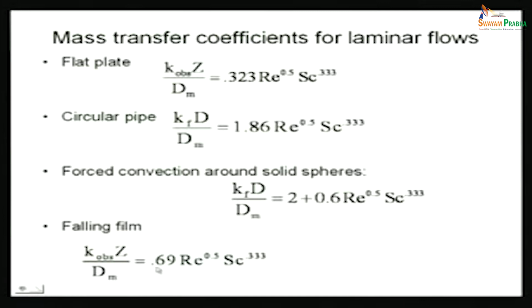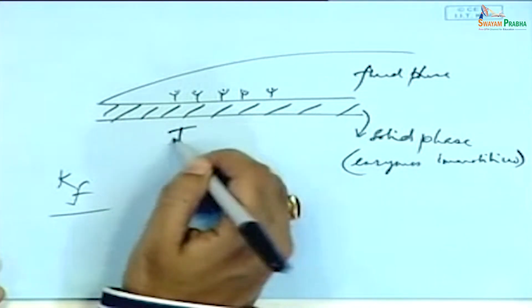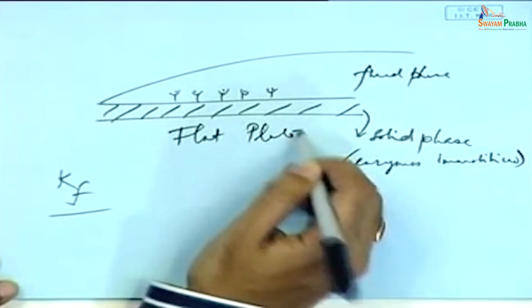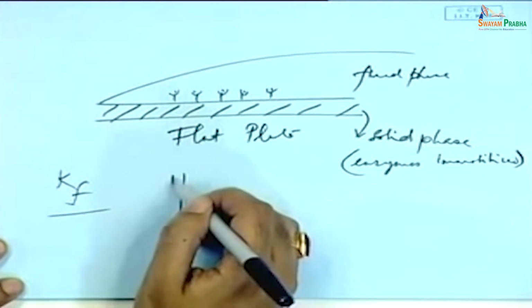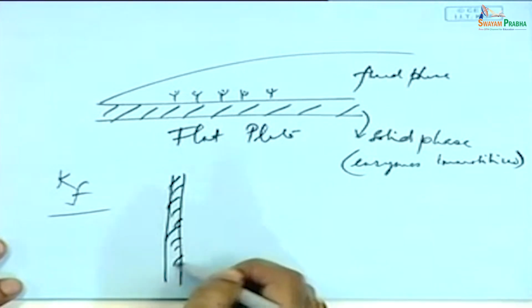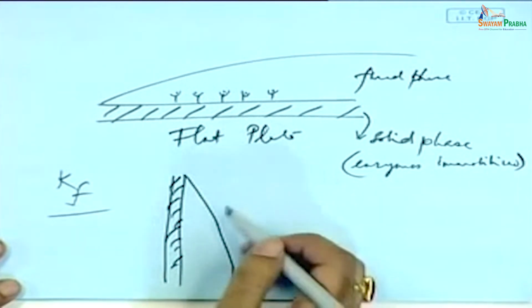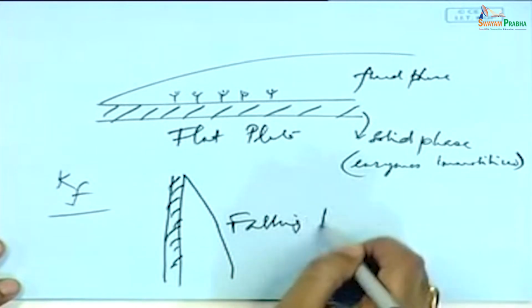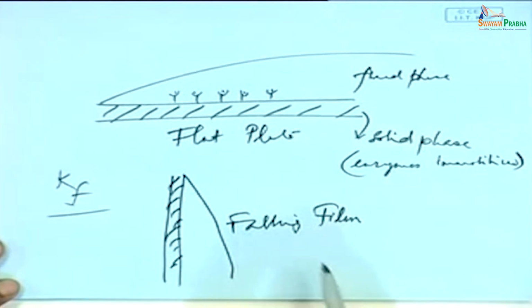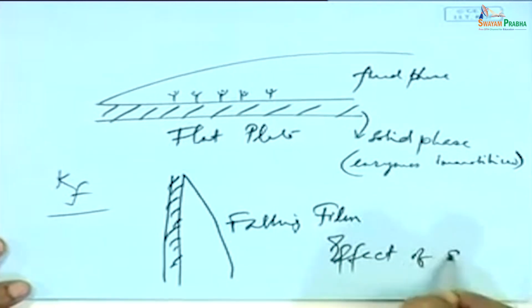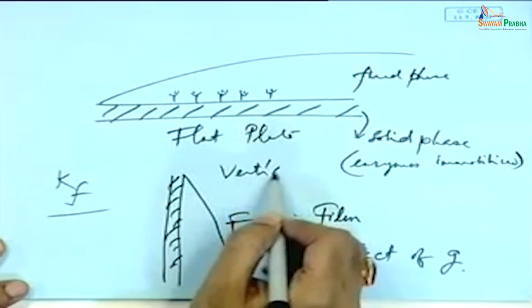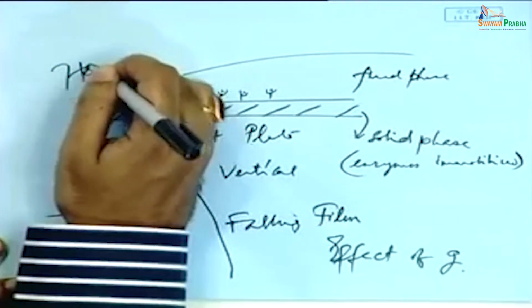So what would be the difference between a falling film and a flat plate? If I go to this, this is a flat plate, right? What would a falling film be like? This is again your solid surface, and this is how it is going to be, right? There is a falling film. What is different over here is the effect of gravity. So this is vertical, and this is horizontal.